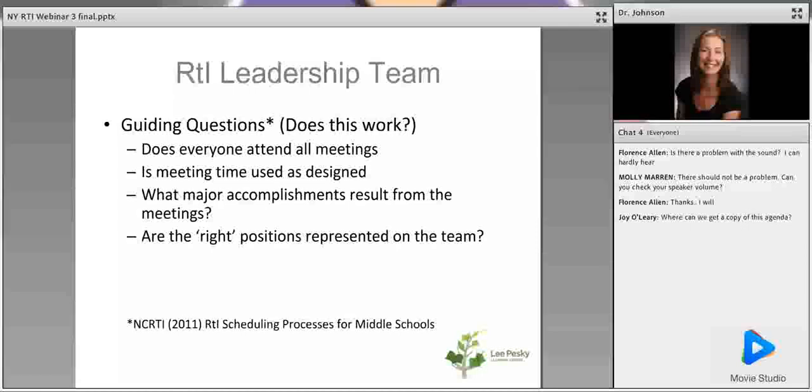Once the leadership team really gets into their groove, so to speak, it's really important not only to stick to an efficient process, but to really determine whether the schedule is needed and whether the meeting time is effective. And so the National Center for RTI put together just some guiding questions to evaluate implementation, and those include the things that are listed here, right?